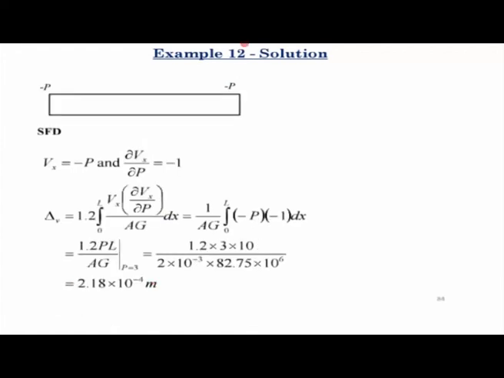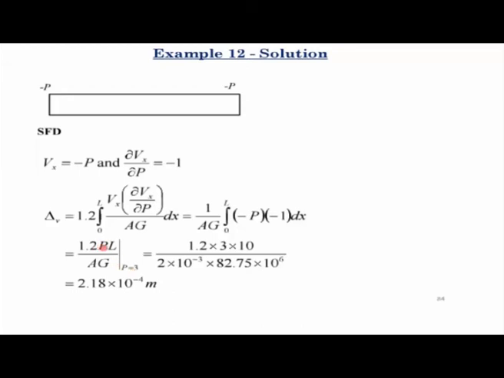Now, if you want to consider the shear deformation, you have to apply that load and plot the shear force diagram. So here the shear force will be minus P, and the first derivative of the shear force with respect to P is minus 1. So you again take this formula, 1.2 integral Vx del Vx by del P over AG, put Vx is minus P, del Vx by del P is minus 1. Again here we'll get PL over AG. This 1.2 is coming from the term K. K for a rectangular section is 1.2, so 1.2 PL over AG.